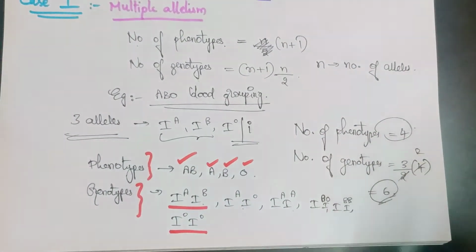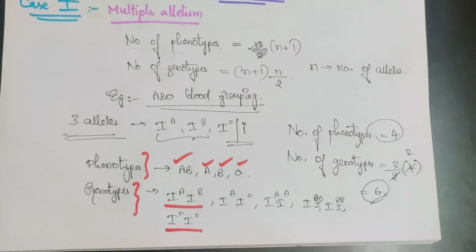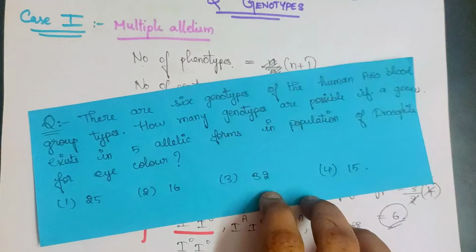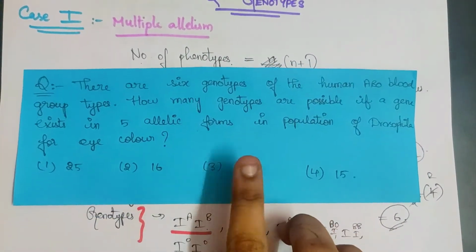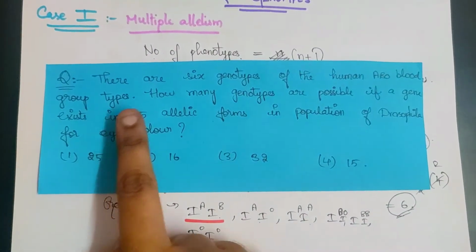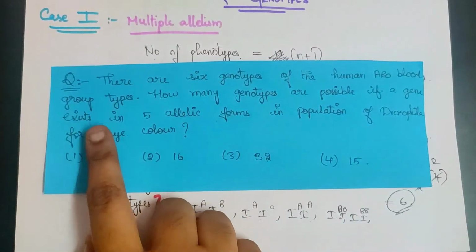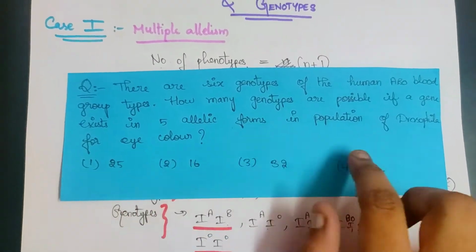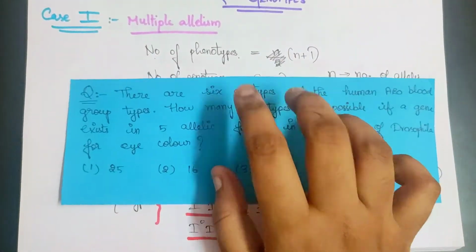Now let me give you one question. You try to solve it on your own. This is your do-it-yourself question. Just try this and comment your answer below. There are 6 genotypes of the human ABO blood group types. How many genotypes are possible if a gene exists in 5 allelic forms in a population of Drosophila for eye color? I've given the options. Just use this formula and find.